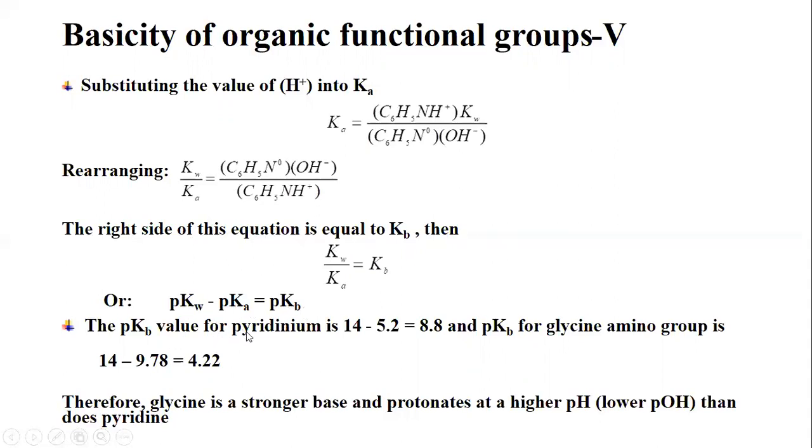The pKb value for the pyridinium is 14 minus 5.2 equals 8.8. And pKb for the glycine amino group is 14 minus 9.78 equals 4.22. Therefore, remember we said the closer the pKb to 0, the stronger it will be. Glycine has pKb 4.22, okay? The other one had pKb of 8.8, so glycine is a stronger base and protonates at a higher pH, or lower pH, than does pyridine. That finishes these, and I will try to put those slides for you in some form in Dropbox later.